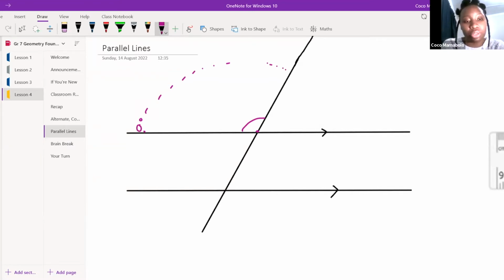Pop it in the chat as soon as you get an answer. Pop it in the chat. Nombulelo, that's fine. Iminati, it's not going to be a reflex angle. It's going to give me a number. You're going to give me a number. It is an obtuse angle, but what is the size of the angle? You're going to use your protractor. Let me write this down. Use your protractor.